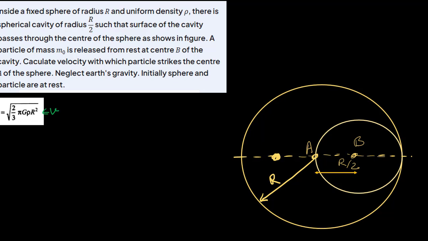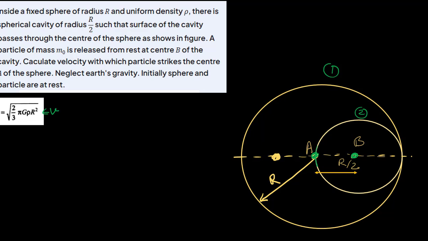So let us understand this. What do we have in this? So we have a sphere from which a cavity has been removed. This is the center of the cavity. This is the center of the sphere. And it is given that the surface of the cavity passes through the center of the sphere. That is what we have shown over here. The surface of the cavity passes through the center, and the radius of the cavity is r by 2, and the radius of the sphere is r.